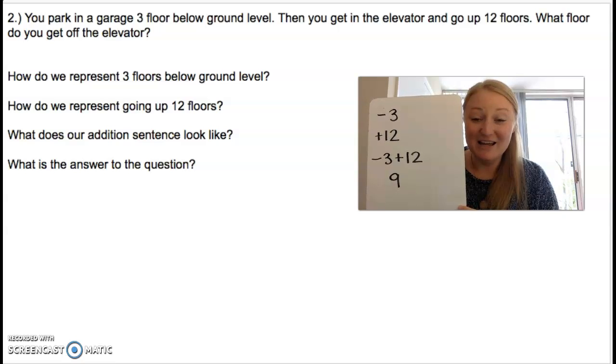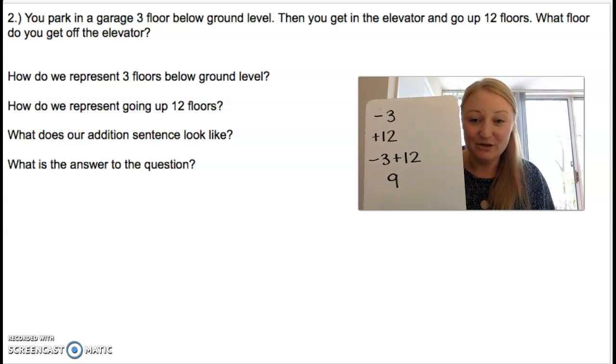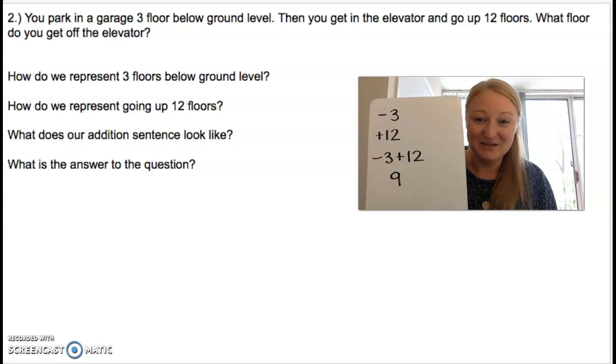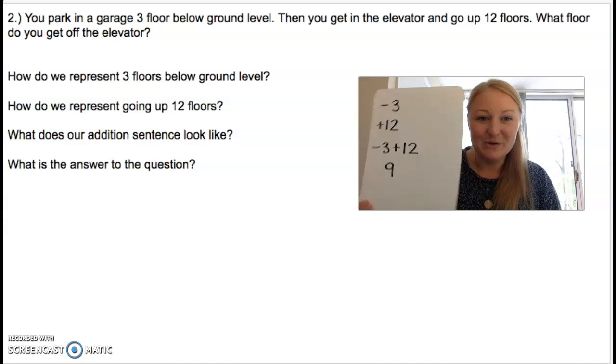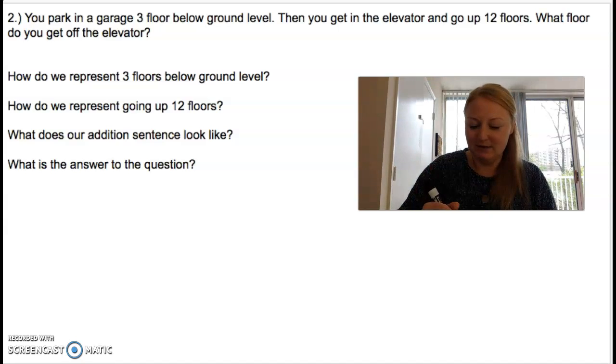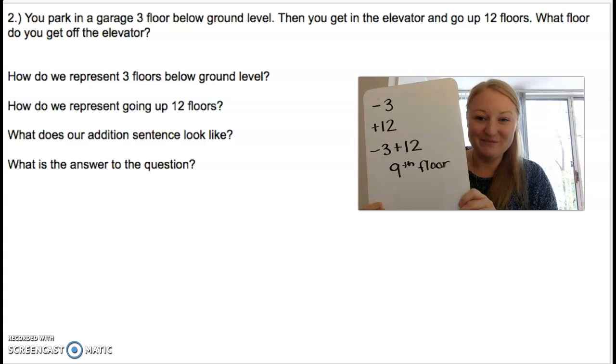If you have -3 and you're adding 12, -3 plus 3 would get you to 0. And 12 is much larger than adding 3 to get you to 0. So you can use some logic to realize that your solution is going to be positive as well. So the 9, I'm going to label my answer, would be my final thought.